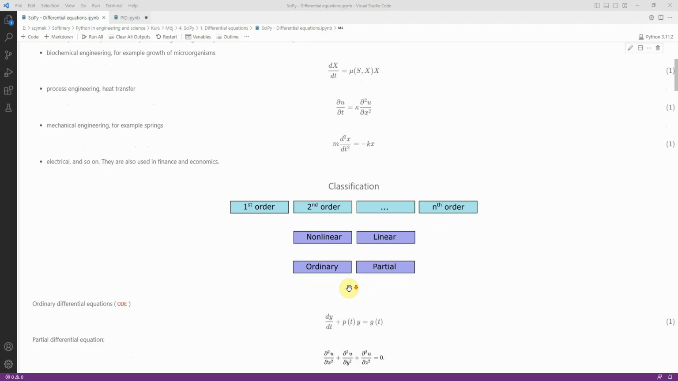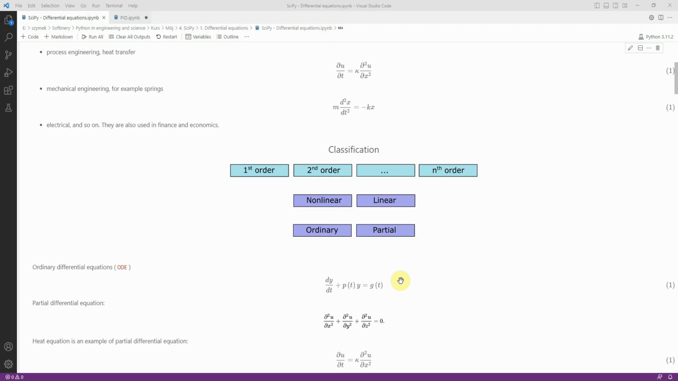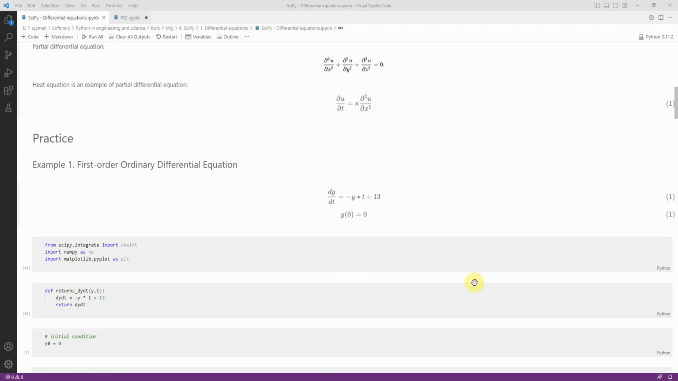In an ordinary differential equation, you have the derivative with respect to only one variable, like here with respect to t. In opposite, in a partial differential equation, there are derivatives with respect to more than one variable, like in this example, where we have derivatives with respect to x, y, and z.